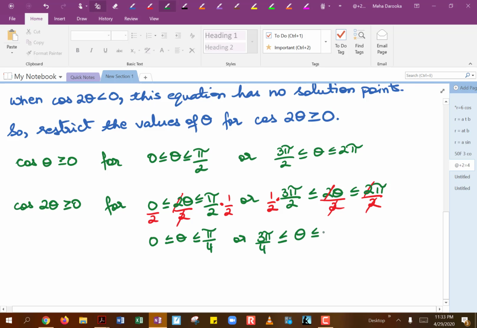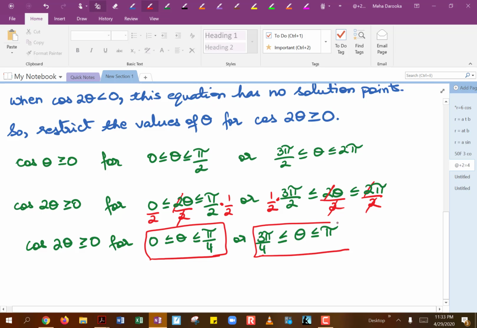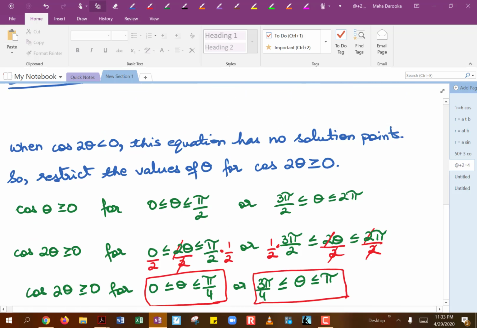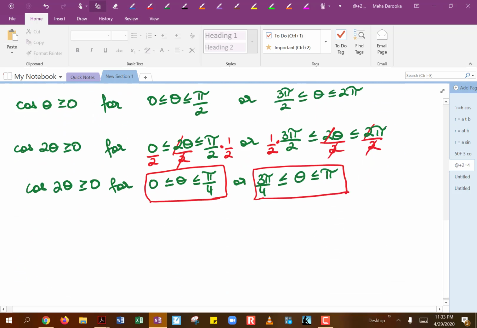Of course, 2 divided by 2 will leave us with theta, and then 2 pi divided by 2 will leave us with pi, and this is going to be when we want our cosine of 2 theta to be greater than or equal to 0. So these are actually the restrictions that we are looking at on our theta values. Okay, so when you create a table, you need to keep these values in mind. So let's see what that table will come out looking like.